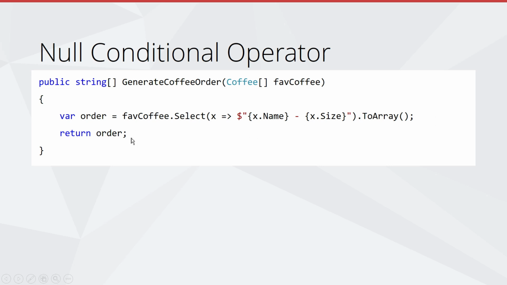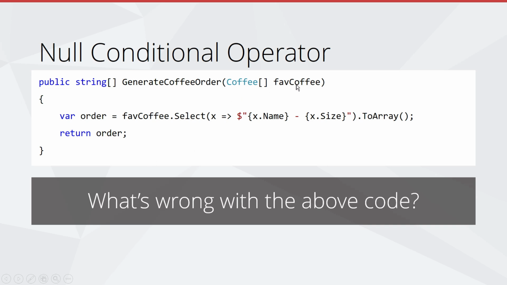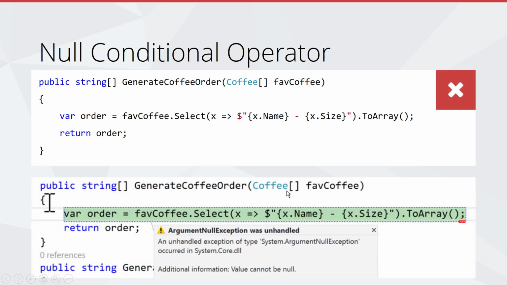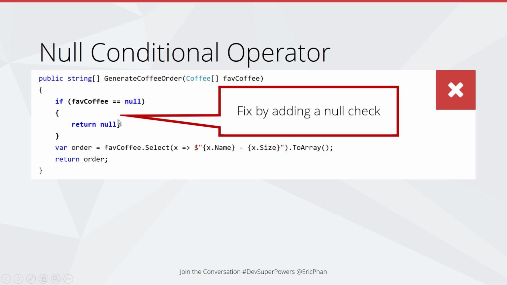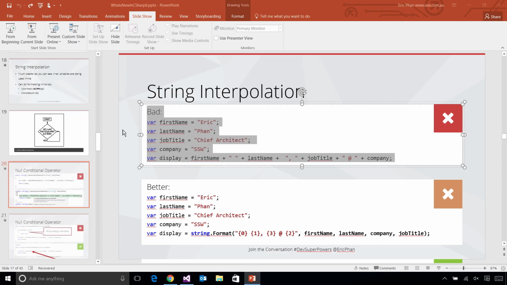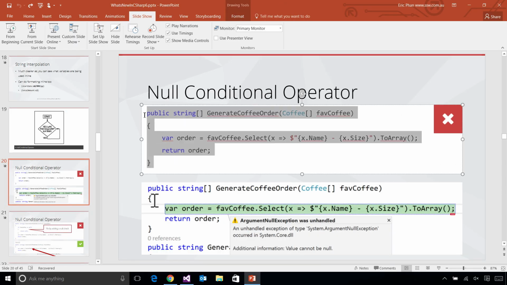Okay, the problem we have is what happens if our favorite coffee parameter is null? Well, you're going to get a runtime error. Okay, the value cannot be null. So how do you avoid that? Well, you'd have to actually check beforehand whether our parameter is null or not. Okay, so we have to add this extra if statement before we run our actual logic. Now, let me just copy this, and let's just see how we can go about improving this.